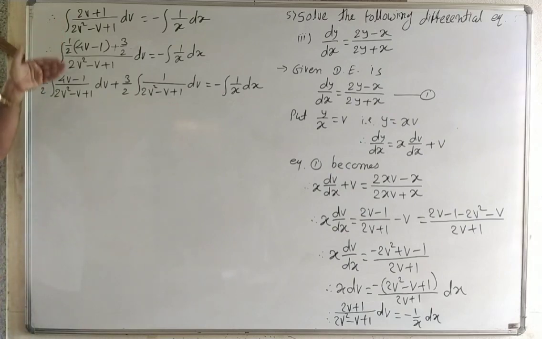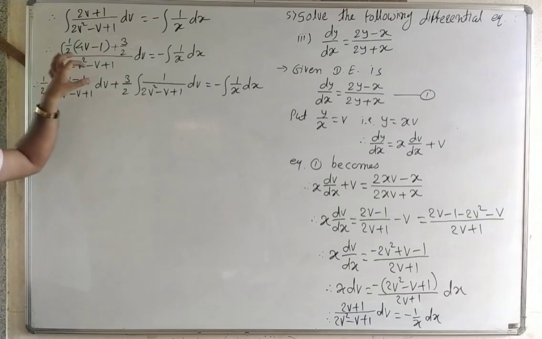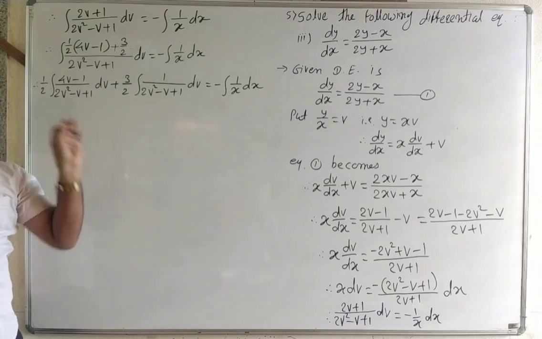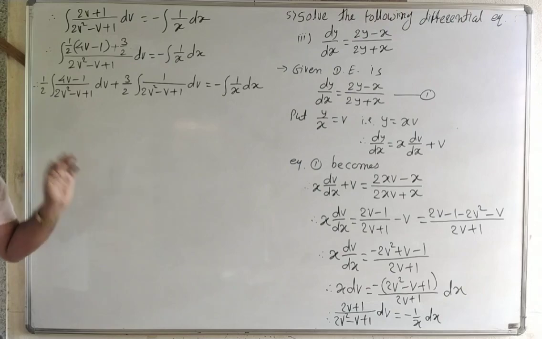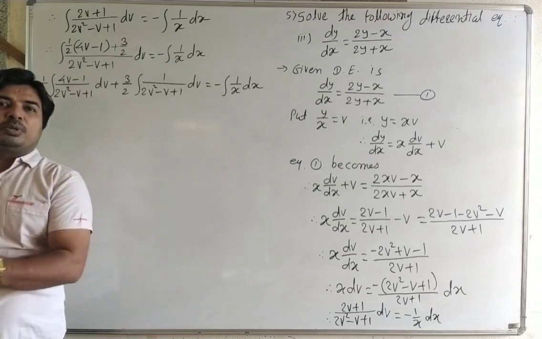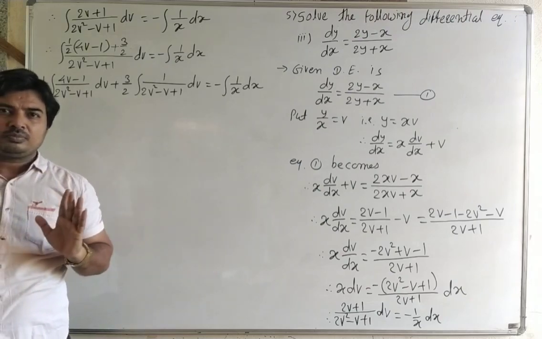After the adjustment, here it is f'(v) upon f(v). That means the numerator is the derivative of the denominator, then the integral we can write directly, that is log of f(v). This integral we can write directly using the formula of f'(x) upon f(x) with respect to x, it is log of f(x).